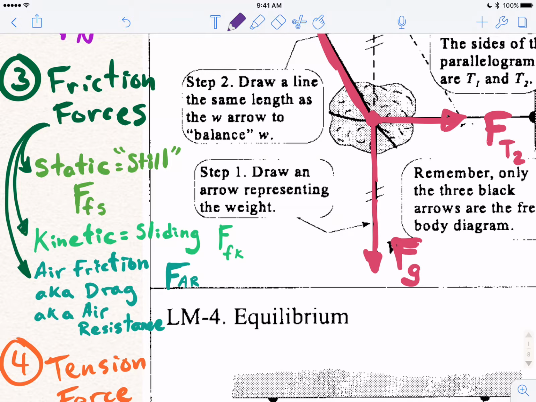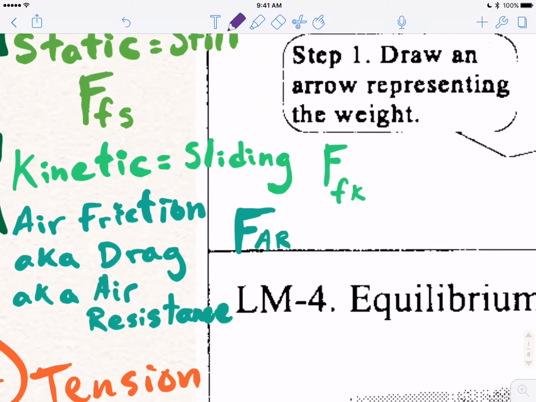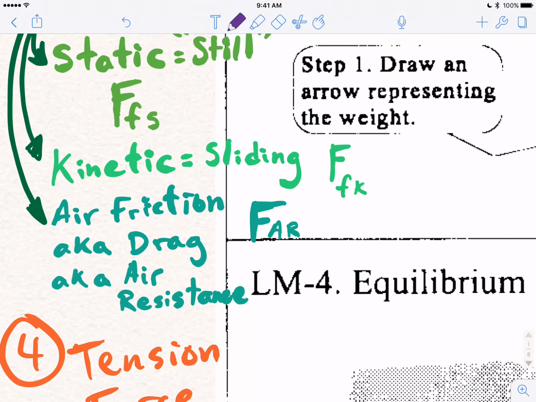And then air friction, also known as drag, also known as air resistance. And I'm going to use F with a subscript A and a subscript R for force of air resistance.